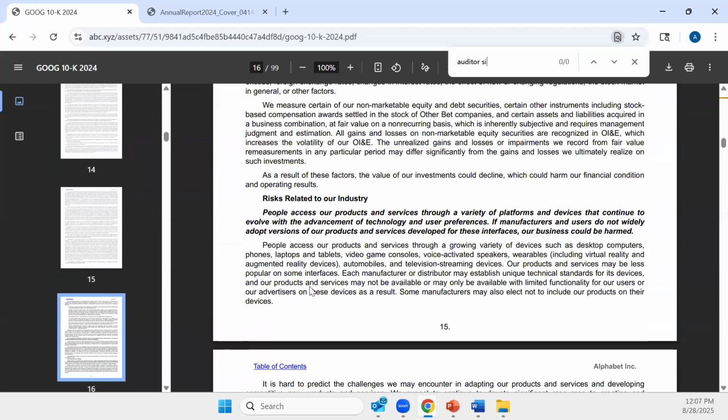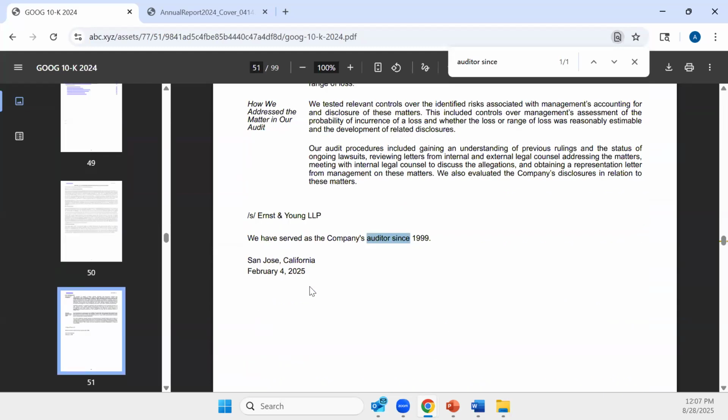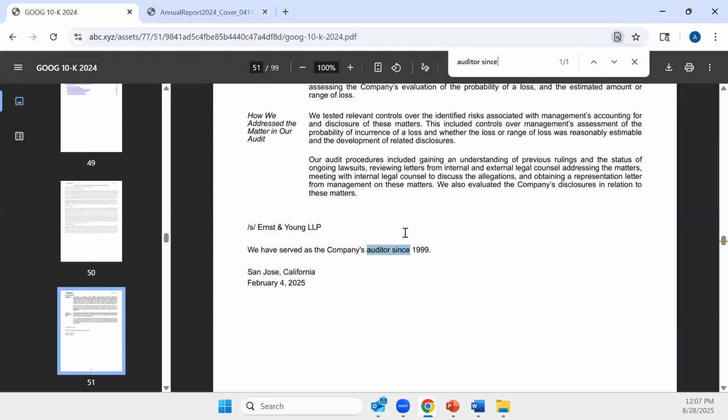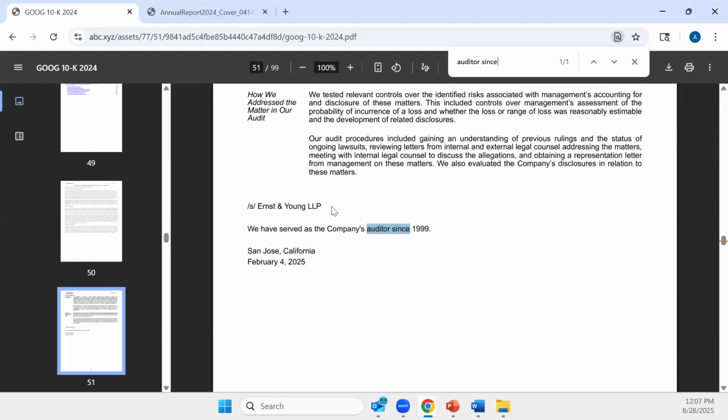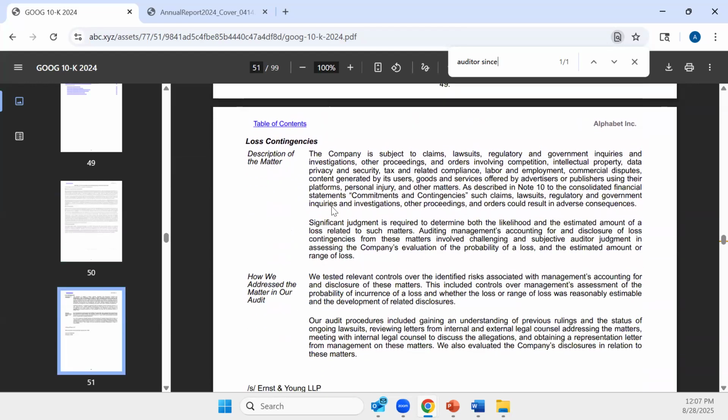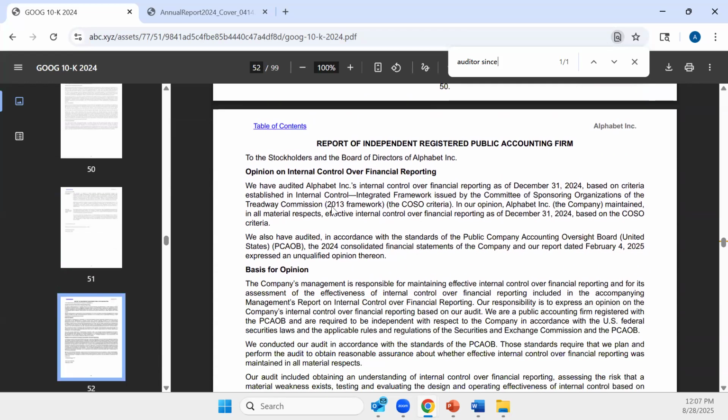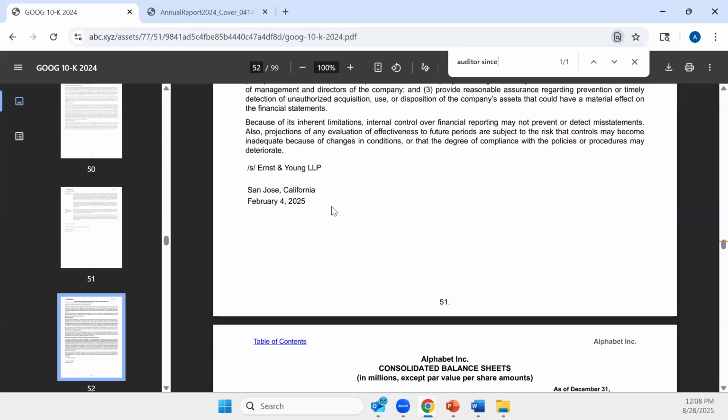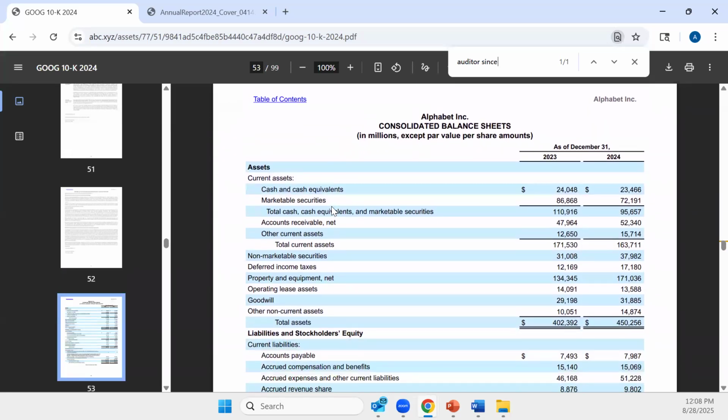So the easiest way to find the financial statements is to search Auditor Sense, because they're all required on the audit report. Google is audited by Ernst & Young. That's the only place that it's going to show up in the financials, and it's basically right there. You scroll a little bit and you'll get to the balance sheet.